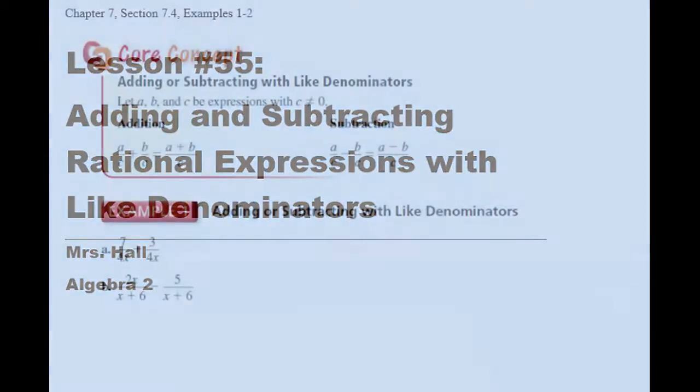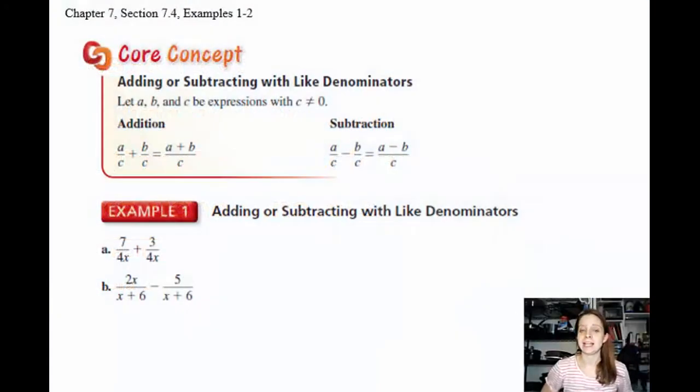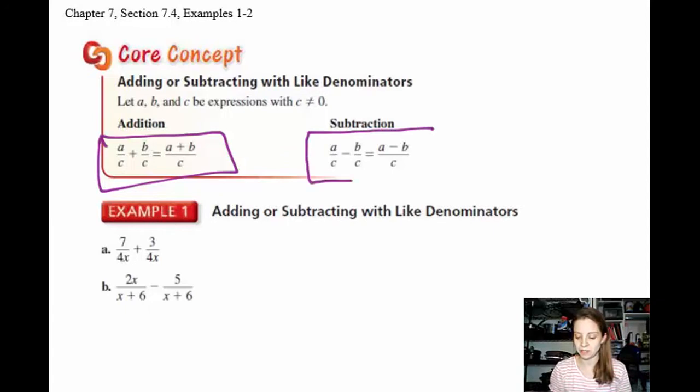Okay, so example 1 is adding and subtracting with like denominators. This is the exact same as you learned when you learned fractions. When you add, you need to make sure you have a common denominator. And then you simply add the numerators and the denominator stays the same. Same with subtraction. You must have a common denominator. Okay, so now we'll apply this to rational expressions.